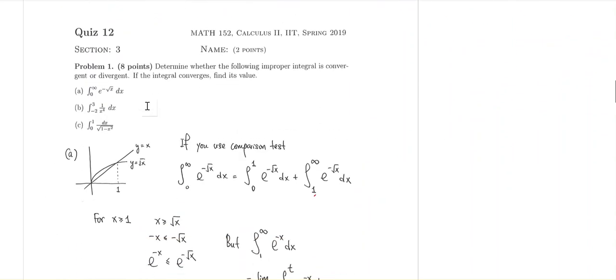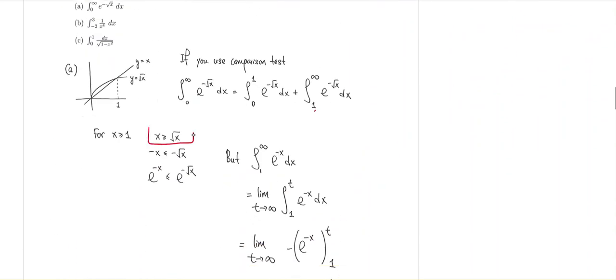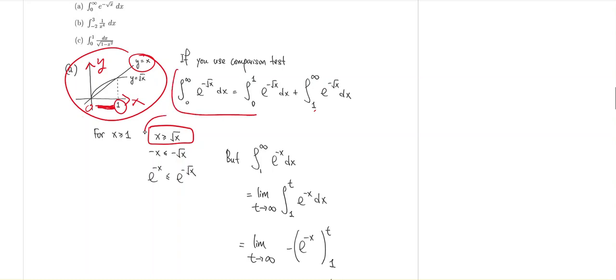Now, some of you try to do a direct comparison test, and you say right away that x is greater than or equal to square root of x. This is not true, as you can see from this graph. Your square root of x is actually bigger for x values between 0 and 1. The graph of y equals x is only bigger than square root of x when x is greater than or equal to 1. So if you really want to do the direct comparison test and invoke this inequality, you cannot do it directly, so you have to split it into two parts.